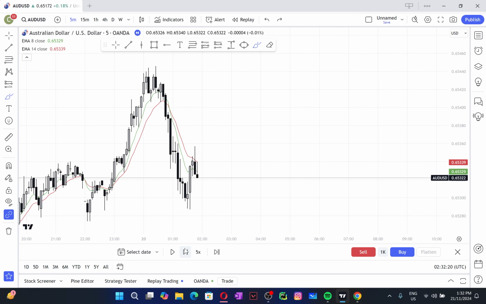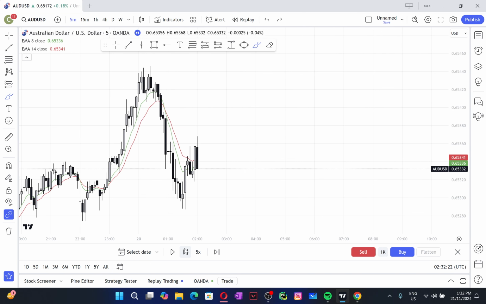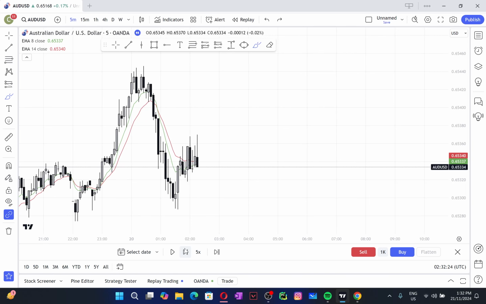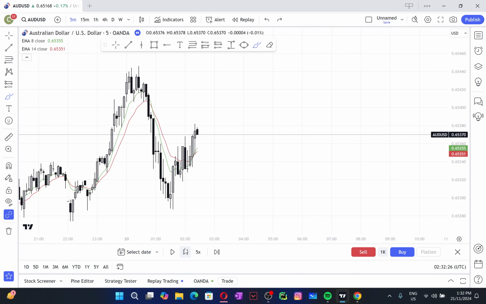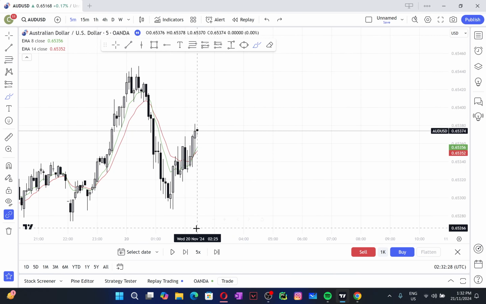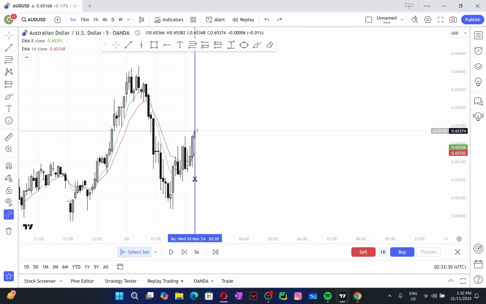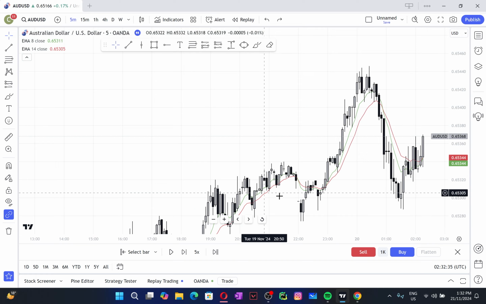All right. So it seems to be going up, and yep. So this is where I'll be taking a trade. I would actually take a trade not exactly over there. I would take a trade right around here. So I would take a trade about there.